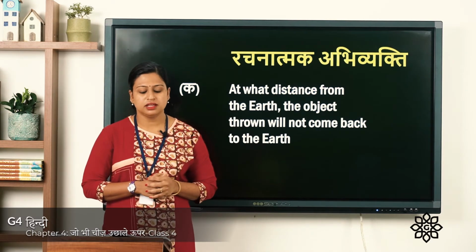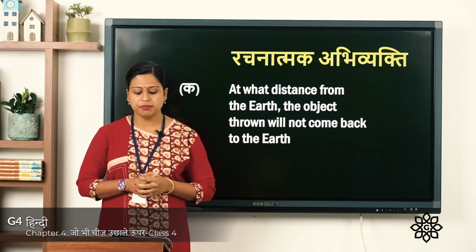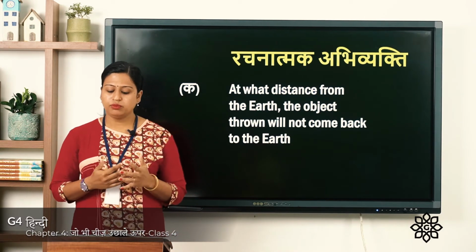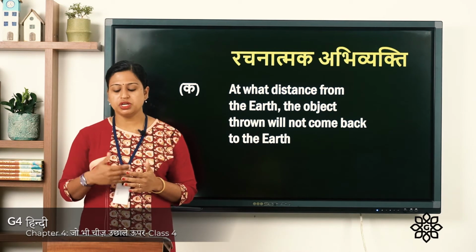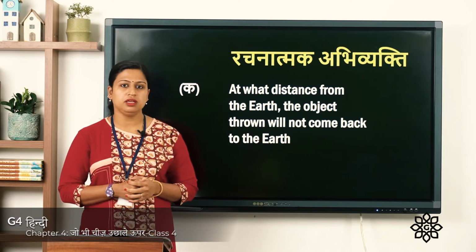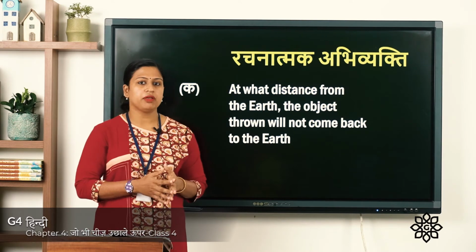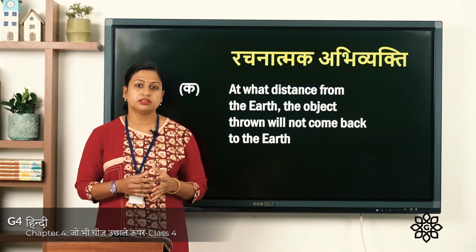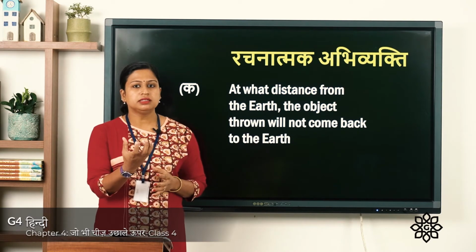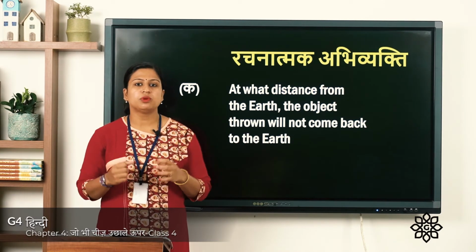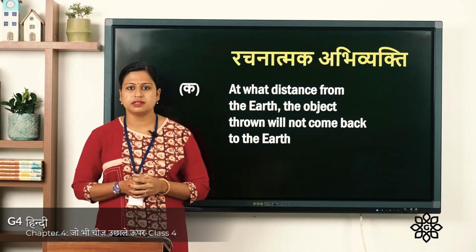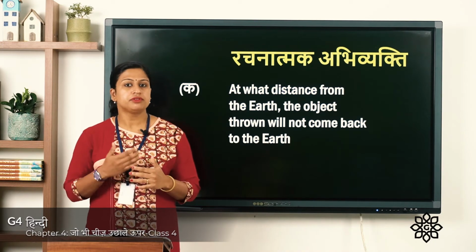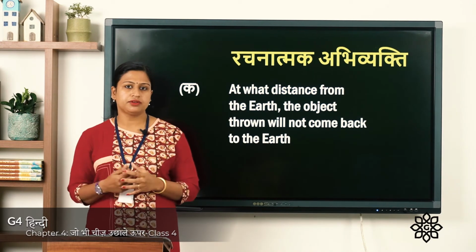So the first one is कितना ऊपर जाने के बाद चीज़ें वापस नहीं आती. The question is at what distance from the earth the object thrown will not come back to the earth. So you remember in this poem we learnt about Newton's law, that is the gravitational pull. So gravity means earth pulls all the objects towards it, no matter how far it is. The result is the effect of earth's gravity reduces as the distance increases.